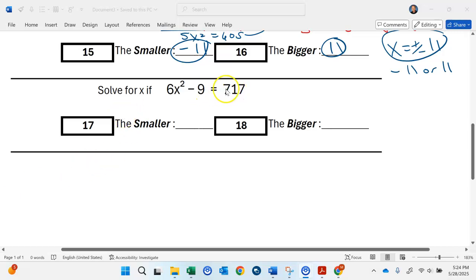Okay, so try one more and then come back to the solution, and then the video will be done.